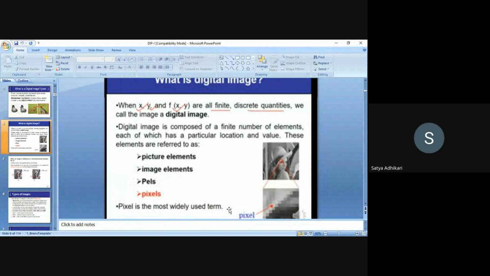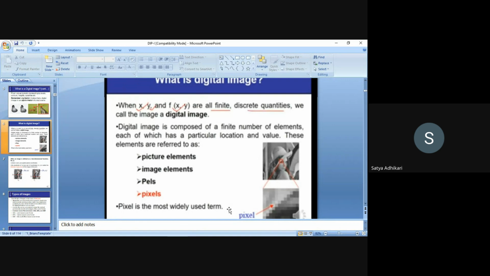Now you see what the digital image is. This is the mathematical definition: when x, y, and f(x,y) are all finite discrete quantities, we call the image a digital image.